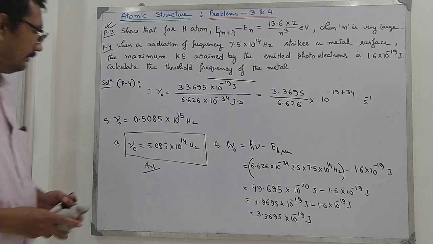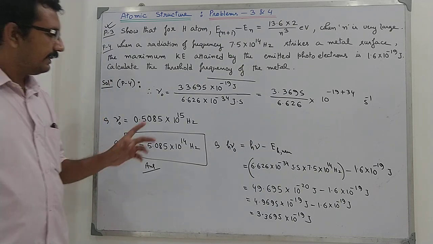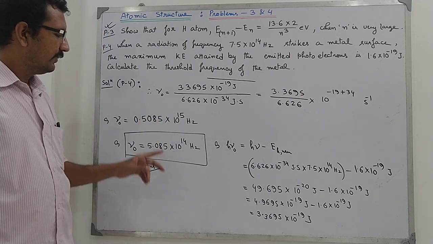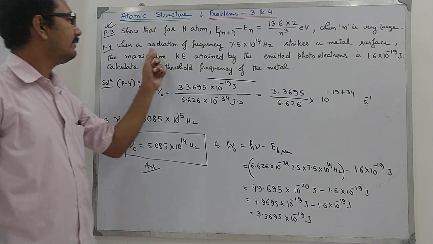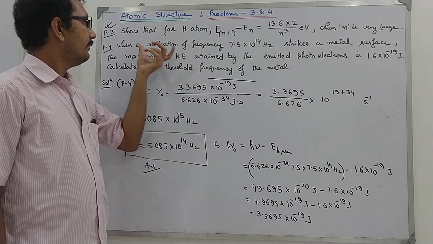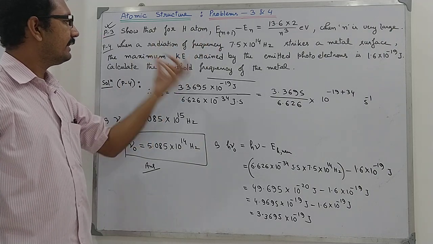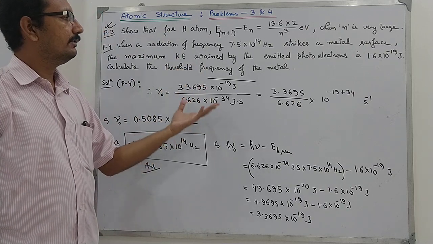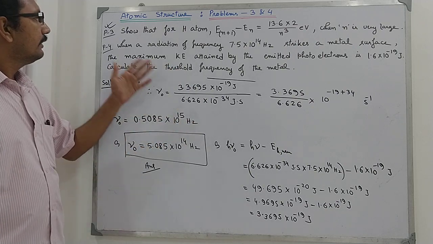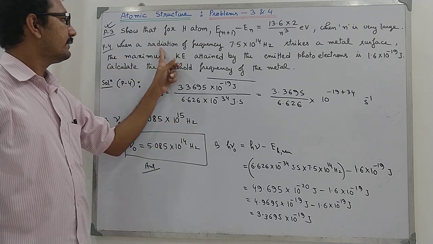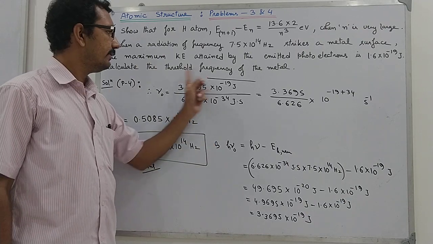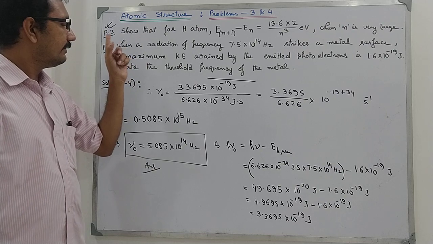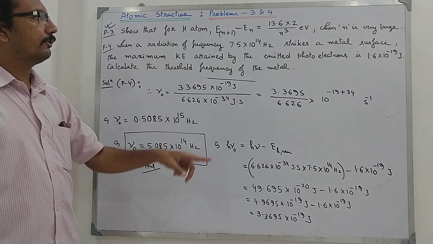Now you see, the photoelectric effect, that is the emission of photoelectrons, will occur only when the frequency of the incident radiation is greater than the threshold frequency. It is the criteria for the photoelectron emission to occur. The frequency of the incident radiation must be greater than the threshold frequency of the metal. Then only the incident light will be able to emit the photoelectrons.